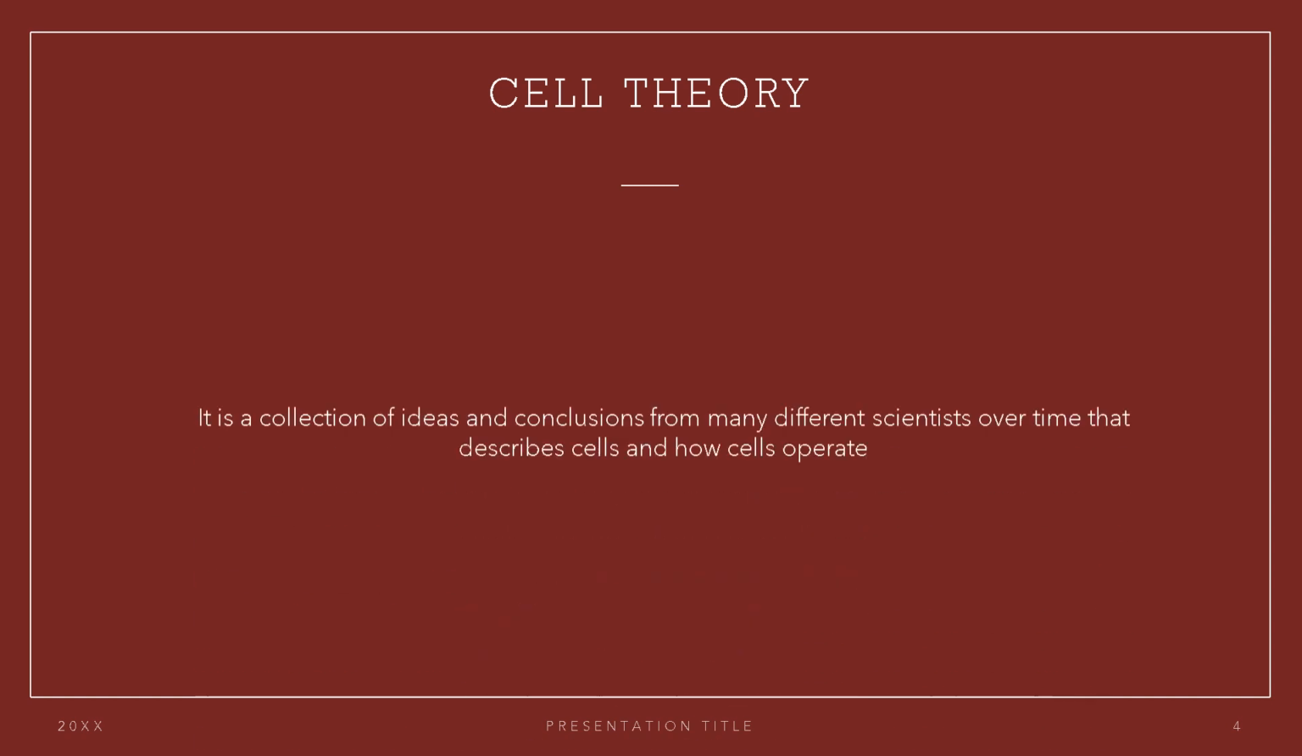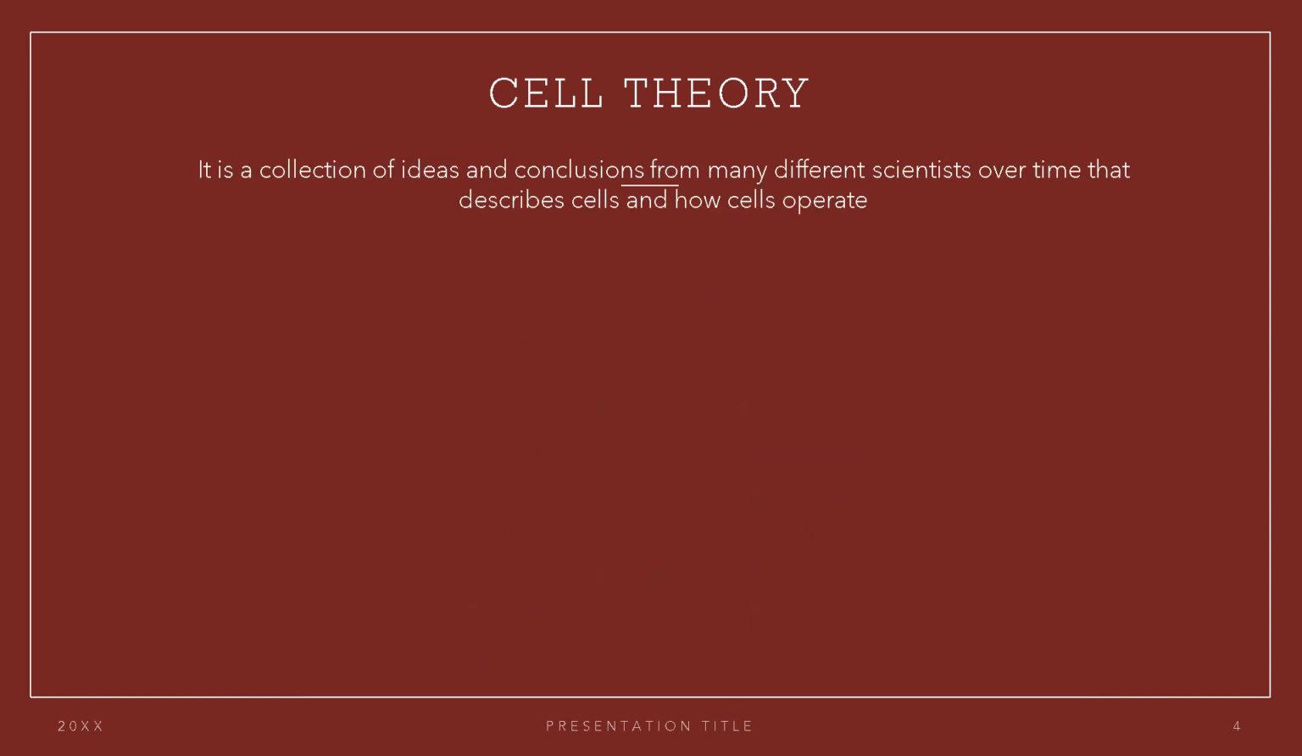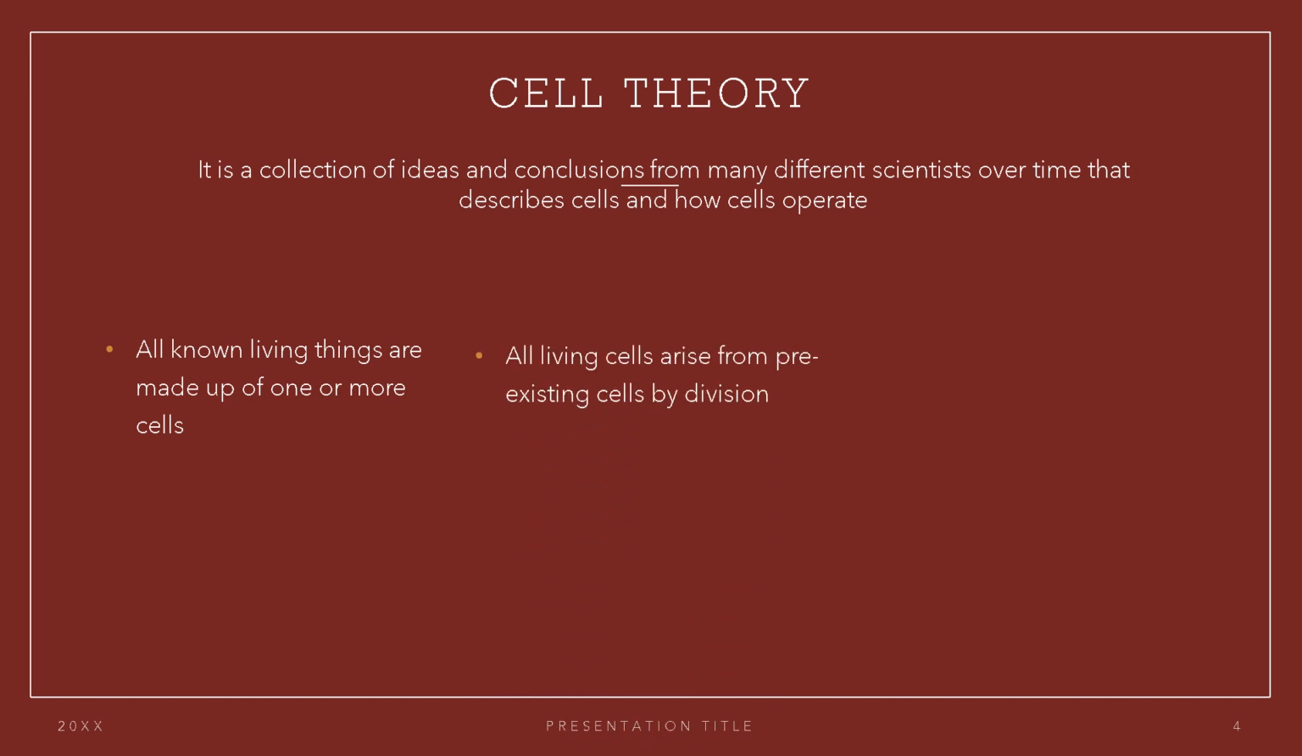Cell theory. It is a collection of ideas and conclusions from many different scientists over time that describe cells and how cells operate. All known living things are made up of one or more cells. All living cells arise from pre-existing cells by division. Cell is the basic unit of structure in all living organisms.